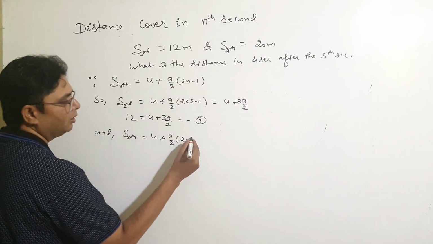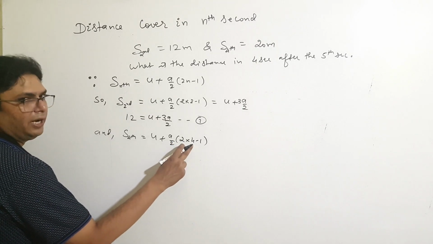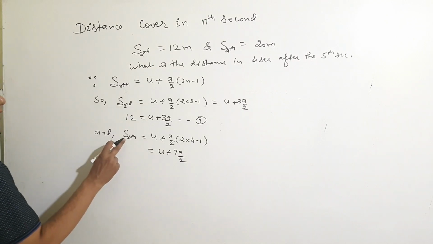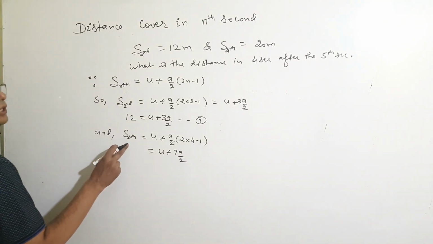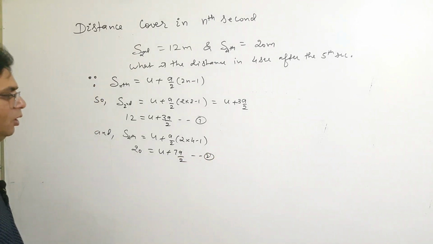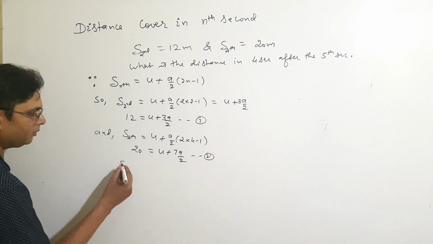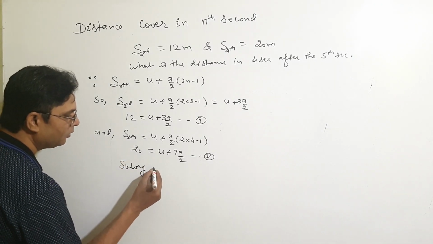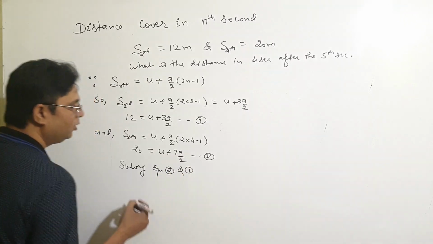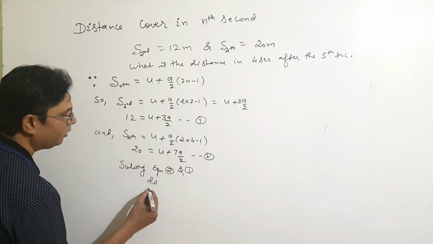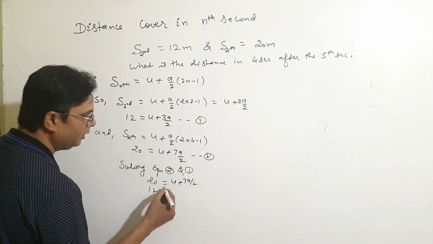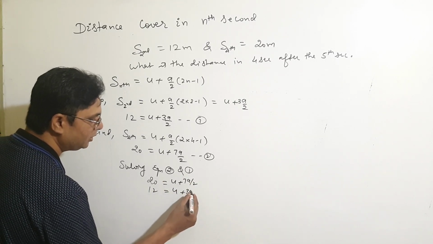into (2 into 4 minus 1). So 2 into 4 is 8, minus 1 is 7. So I have u plus 7a upon 2. And here S4 is 20, so write 20, equation number 2. Solve equations 2 and 1, so subtract 1 from 2. We have 20 and 12 on the left side, and on the right side you have u plus 7a upon 2 and u plus 3a upon 2.